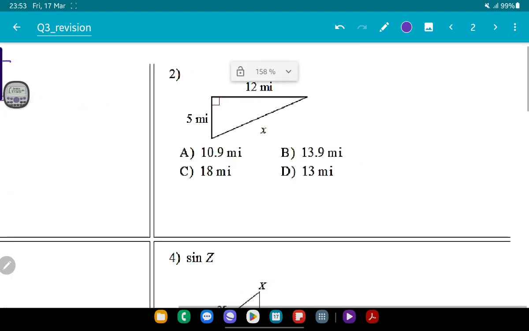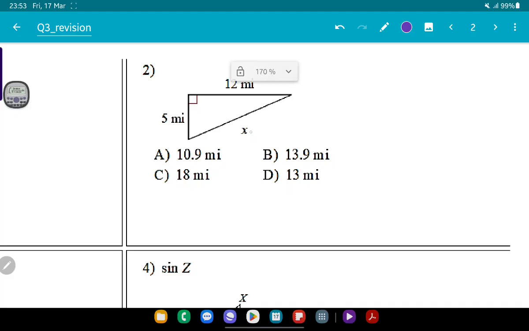The same idea here, but here you need to find the hypotenuse. So to find the hypotenuse, you add, because the hypotenuse is the biggest side in the triangle. You add 5 and 12 squared, then take the square root. The answer will be 13.